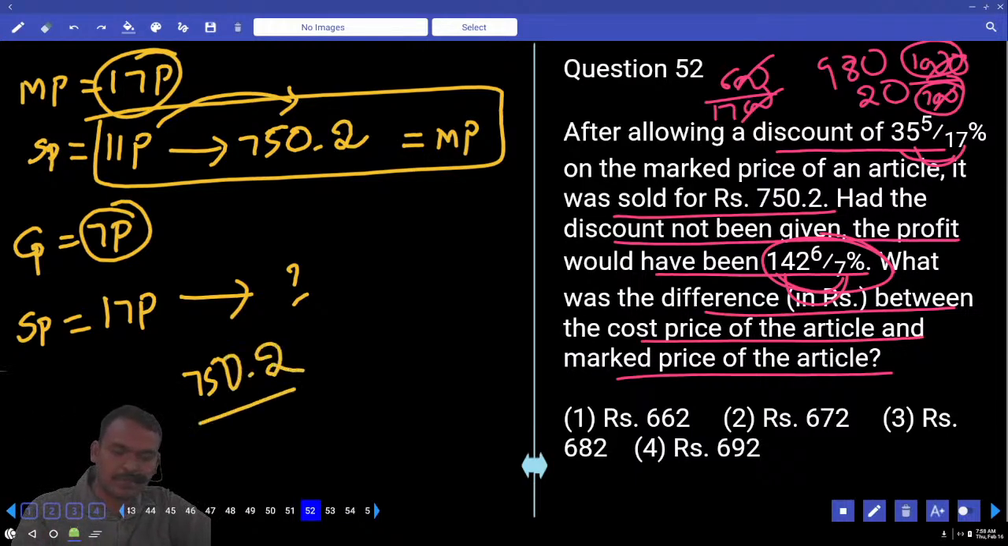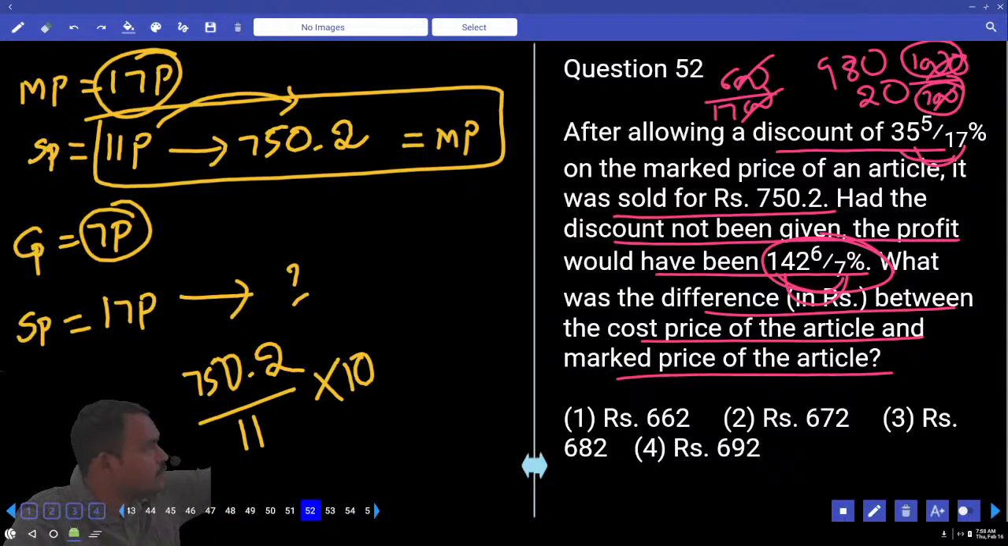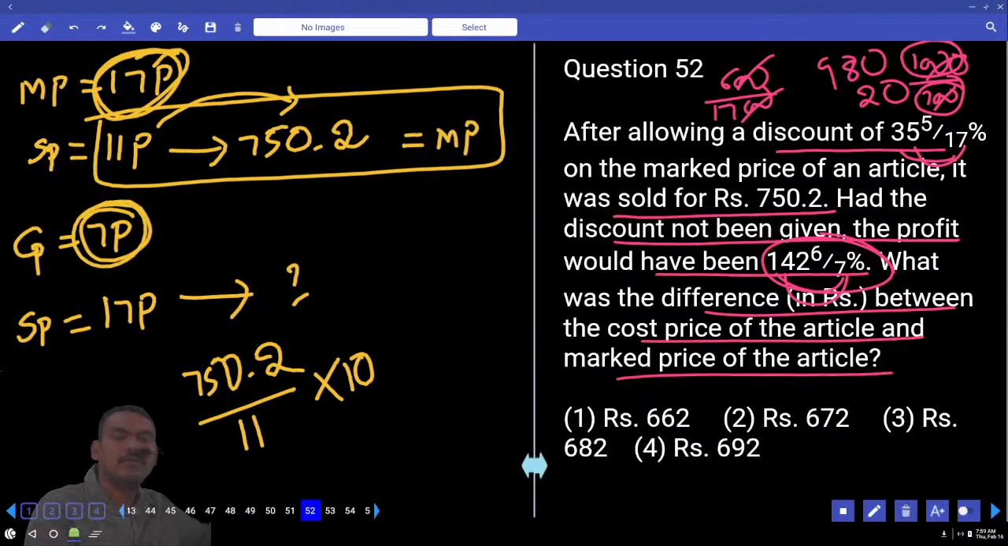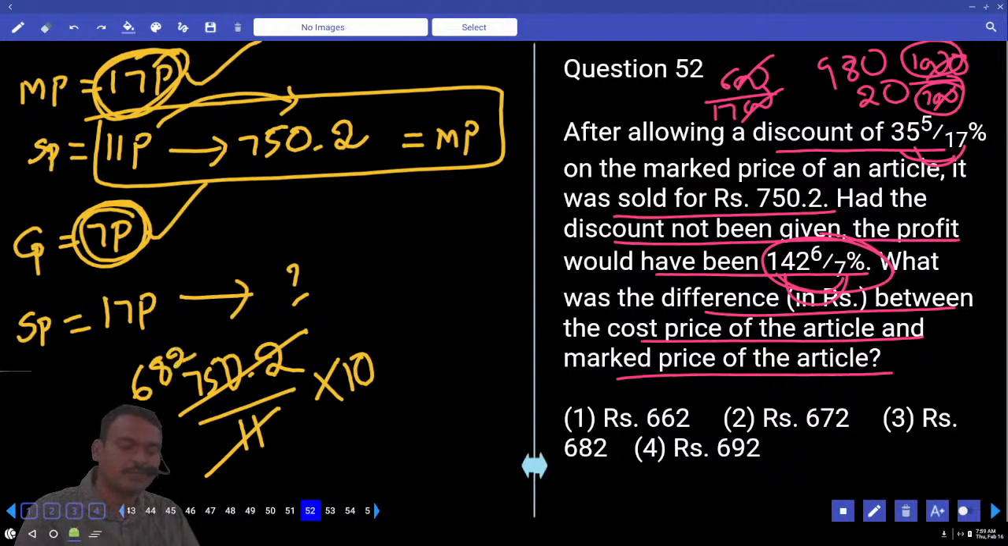750.2 represents how many parts value? 11 parts. But we require how many parts? 10 parts. 11 parts is 750.2. But your question is the difference between market price and cost price. How many parts is the difference? 10 parts. We know the 11 parts value, but we require 10 parts. 750.2 into 10 means we get 7502 by 11. 11 how many times? 6 times. What is the remaining value? 66 complete, remaining 9. 90 means 8 times. Again 2 times. It is 682.